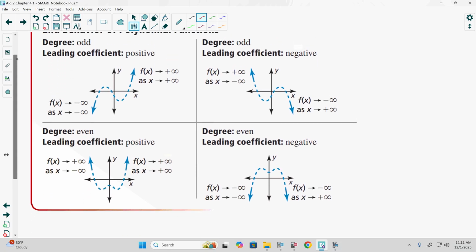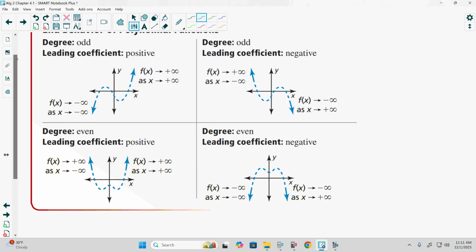Now the last thing we're going to look at is end behavior. End behavior of polynomial functions. What this tells us is how the function is going to react as we extend out to positive infinity and negative infinity. As we plug bigger and bigger numbers in, or smaller and smaller numbers into the function, how is it going to behave? And interestingly enough, it's going to behave in one of four ways, depending on two main pieces, the degree and the leading coefficient.